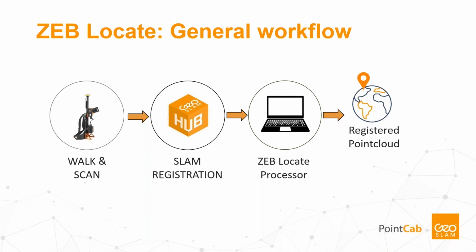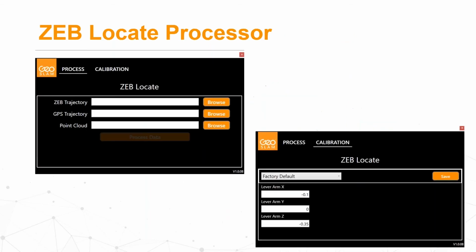And the workflow is as follows. You walk and scan with Locate, process Horizon data in GeoSLAM Hub software, which gives you the processed point cloud. And then ZEB Locate Processor will register the point cloud with a GPS trajectory and will give you the georeferenced point cloud as a result.